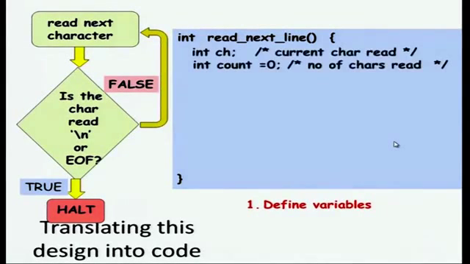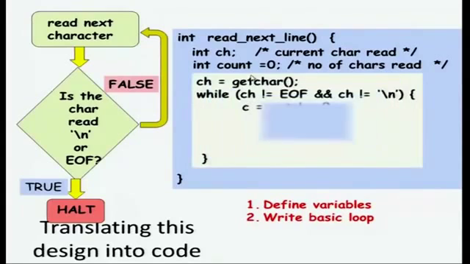So, we have to define a few variables. We will have int ch for reading a character. We will come to that in a minute. Then we will keep a count of how many characters have been read, and let us write the basic loop. So, we will just write the loop corresponding to the flow chart. Ch will be getchar, so get the next character, and while the read character is neither end of file nor new line, you should keep reading characters. So, if neither of these is true, then you should read the next character, which is what the flow chart says.